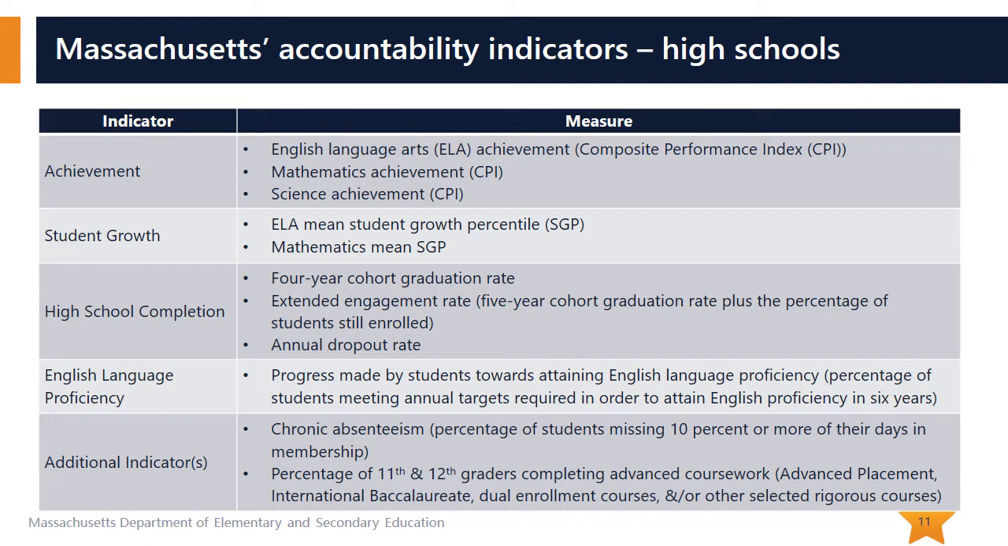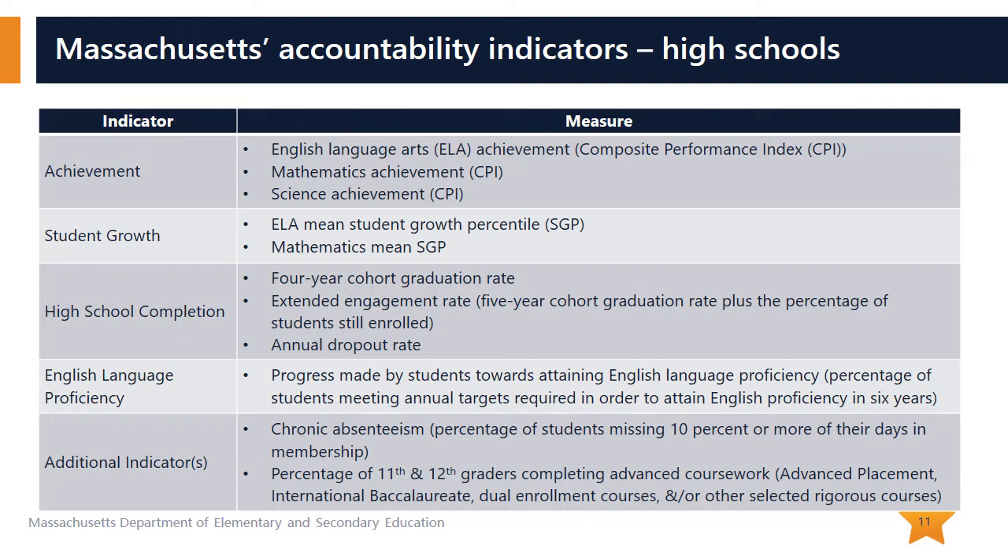For the achievement indicators, we will continue to use the Composite Performance Index, or CPI, in English Language Arts, Math, and Science. The mean student growth percentile in ELA and Math will also be included. Although student growth is not a federally required accountability indicator at the high school level, it is a measure of student performance that the department values, and therefore we will continue to include it in high school accountability determinations.